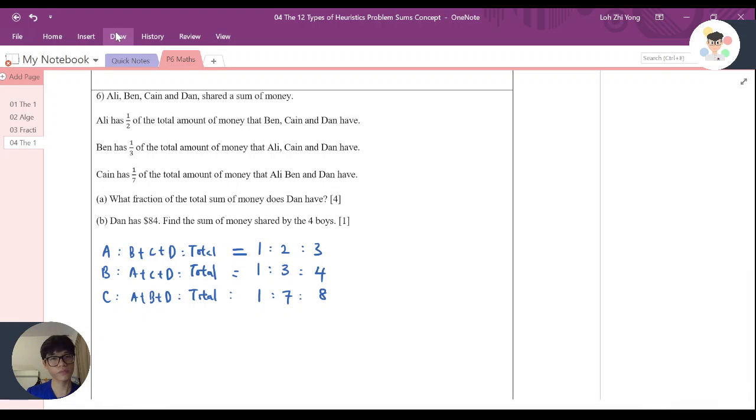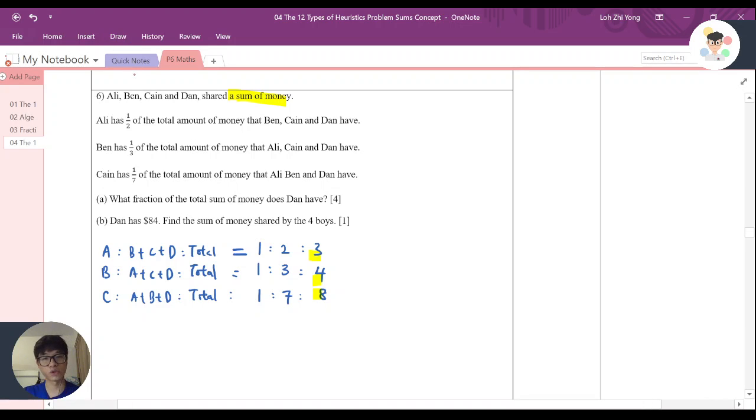Now, we can add up straight away because we know that they share a sum of money, and the total is supposed to be the same. They are just saying that Ali has 1/2 of the amount of what they have, so it actually doesn't change anything. The total is still the same. So I know that this 3, 4, 8 is actually supposed to be the same.